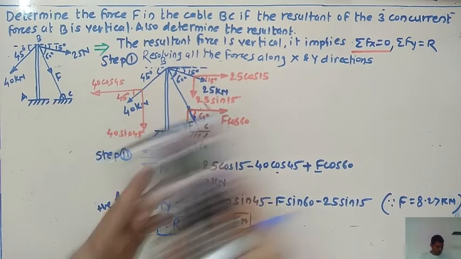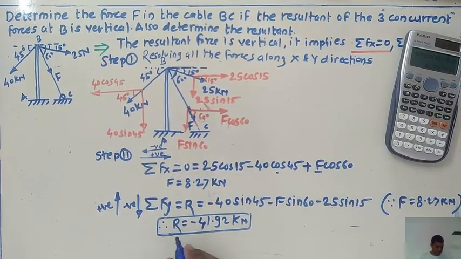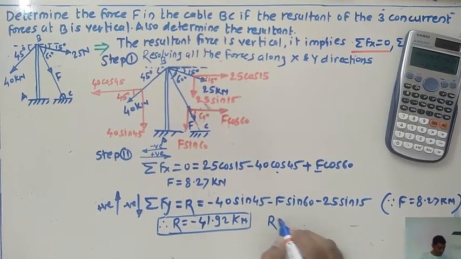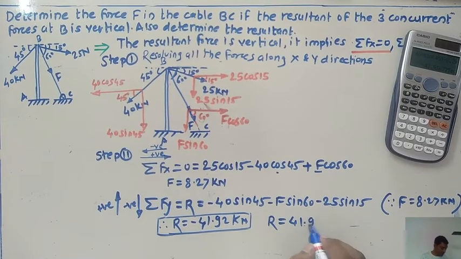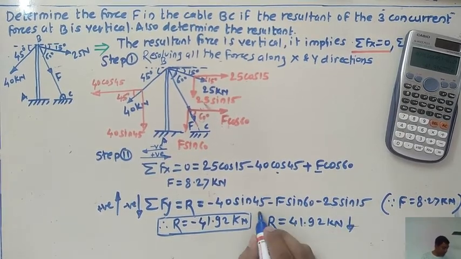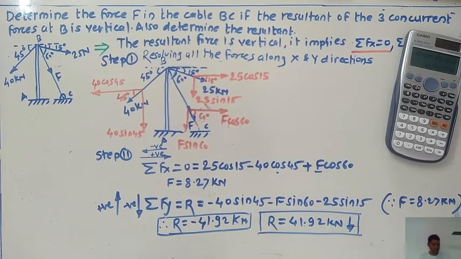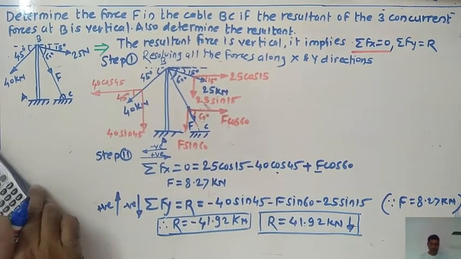So once we get the value for this one, what did it indicate? The minus sign indicates that the value for the R is in the downward direction. You can just give the minus sign for this one, or you can show this in another way. So this indicates the R lies in the downward direction.